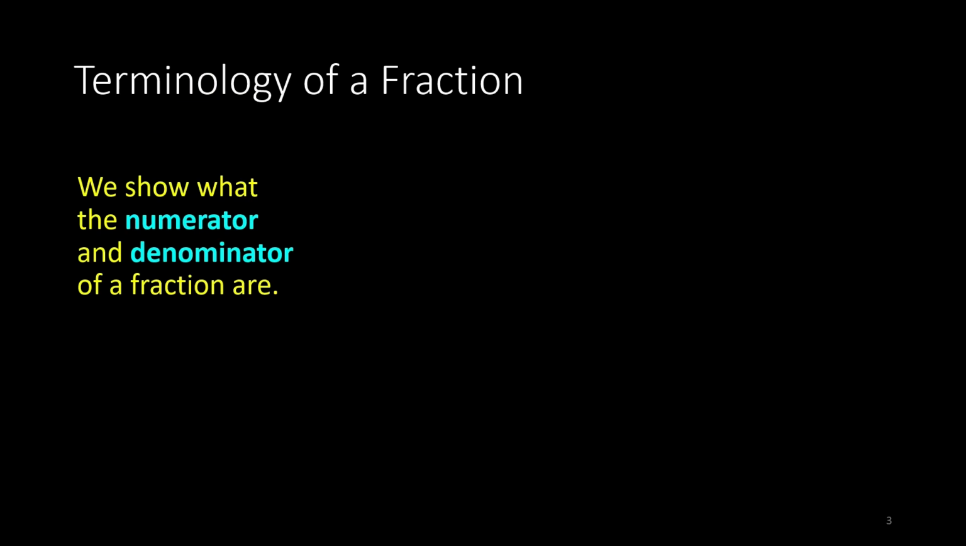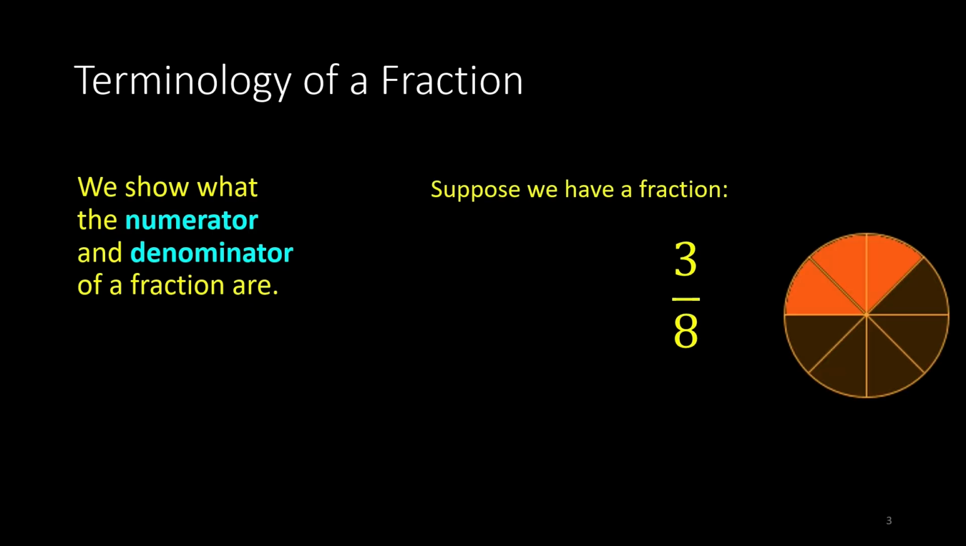Let's first look at the terminology. We will look at what the numerator and denominator of a fraction are. If we have a fraction 3 out of 8, this fraction represents, for example, 3 pieces of a circular pie which is cut up into 8 equal pieces. The value on the top part of the fraction is known as the numerator, and the value on the bottom part of the fraction is known as the denominator.